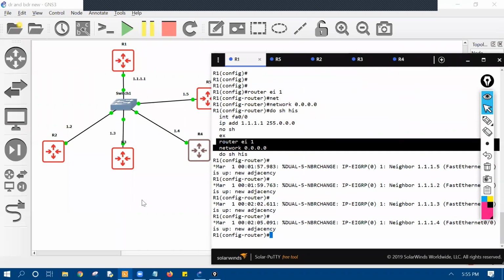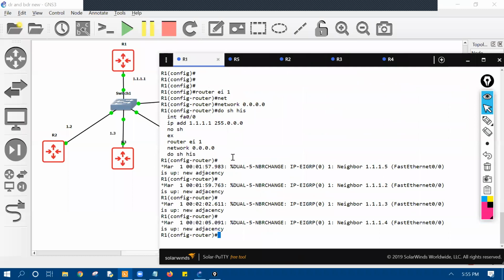If I run EIGRP in this topology, how many neighborships will you have, and how many adjacencies? You will have 5 neighborships, and you will have 5 adjacencies. Sorry, 4 adjacencies. R1 is going to maintain 4 neighborships and 4 adjacencies.